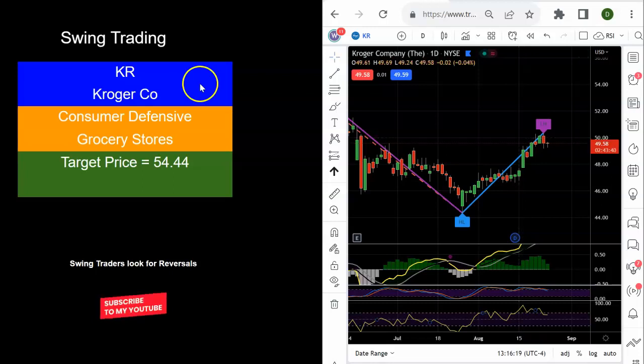what you're trading. Kroger is a consumer defensive stock. In other words, you always need it. It deals with grocery stores, and the target price is $54. That's way up here. We had a drop, and it's shooting up the last few weeks, as a lot of stocks did. This is the RSI, MACD, and stochastic RSI. And these settings are in the description below.